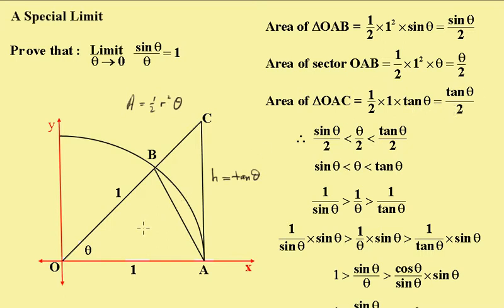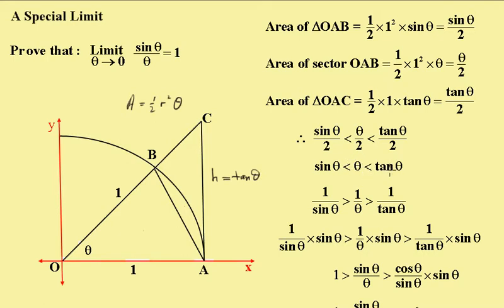And we know that this triangle OAB is smaller than the sector OAB, which is smaller than the triangle OAC. Therefore, we can say that sine theta on 2 must be less than theta on 2, which must be less than tan theta on 2. Multiplying throughout by 2, that won't affect the inequality signs, we get sine theta is less than theta, which is less than tan theta.